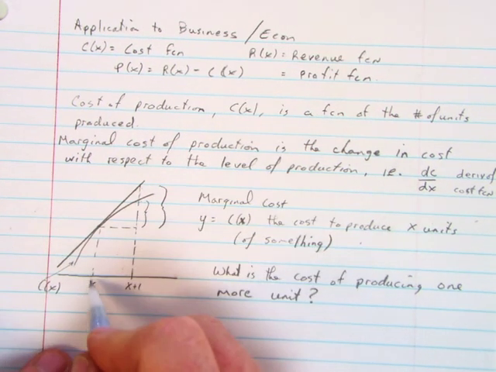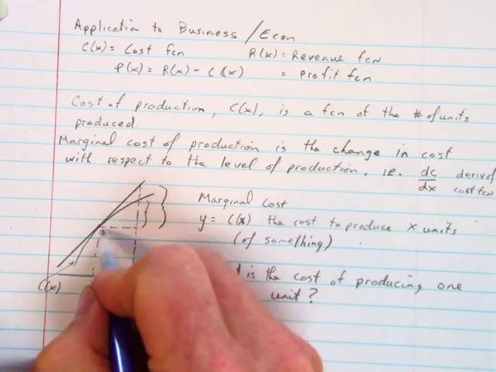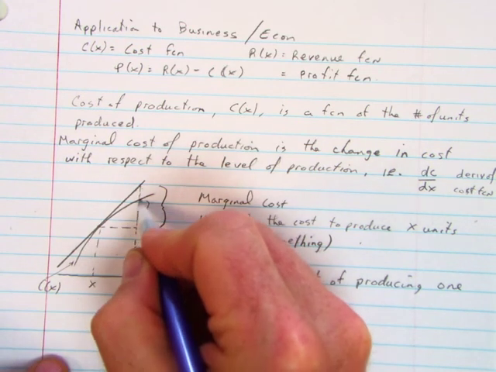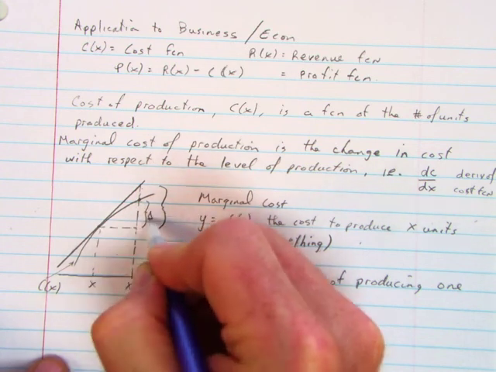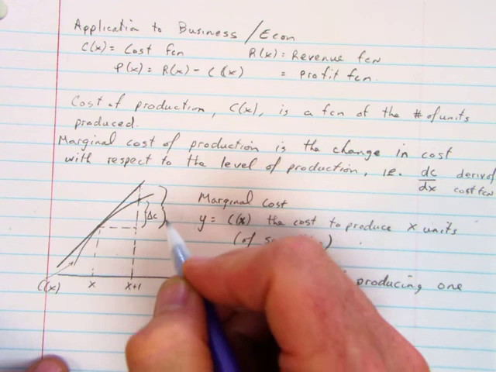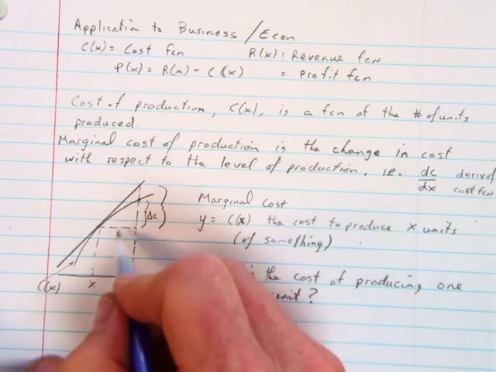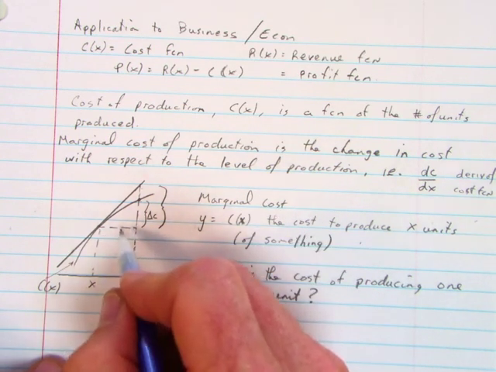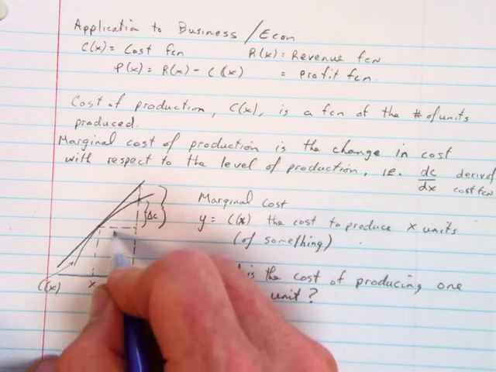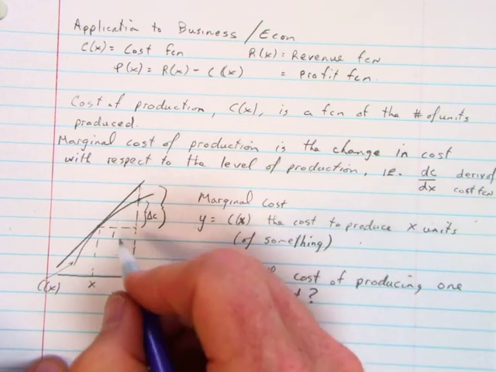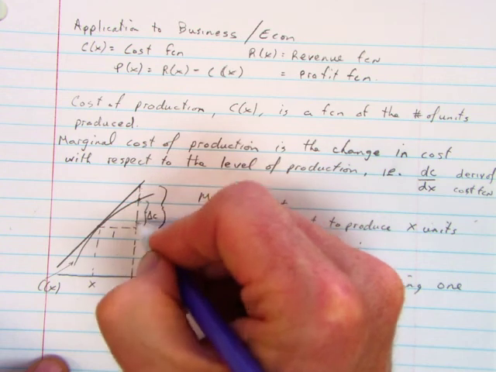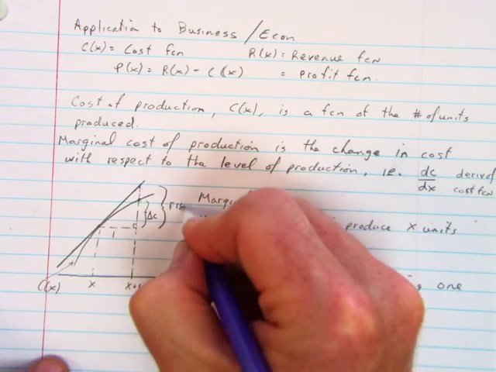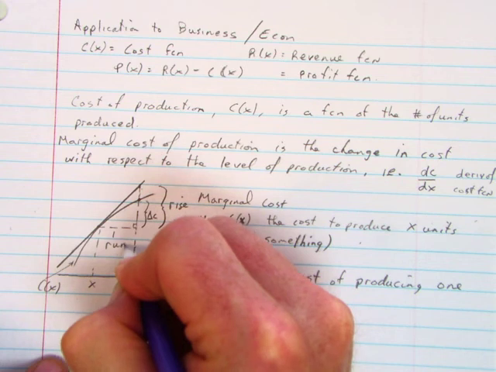If I have some value x and then I say x plus 1, what would this represent? C of x plus 1 minus C of x. That is our change in our cost. What would this horizontal be? That would be 1 because we're increasing by 1. Now let's take a look at the line. If I have 2 points on my line, what do you call this part? That would be my rise, and over here would be my run.